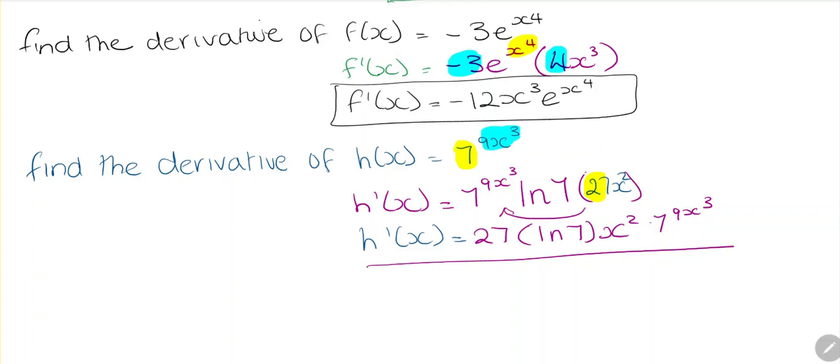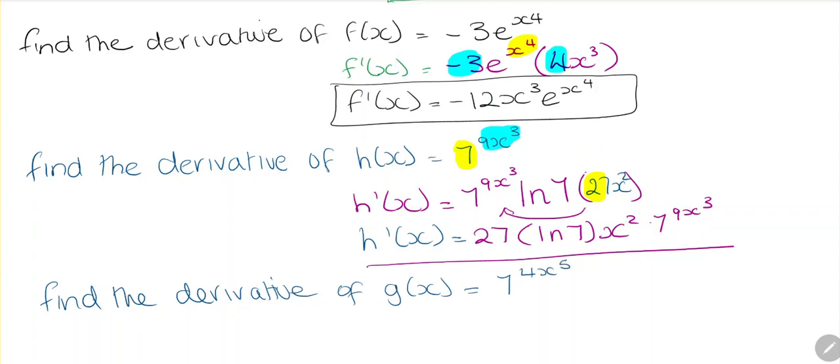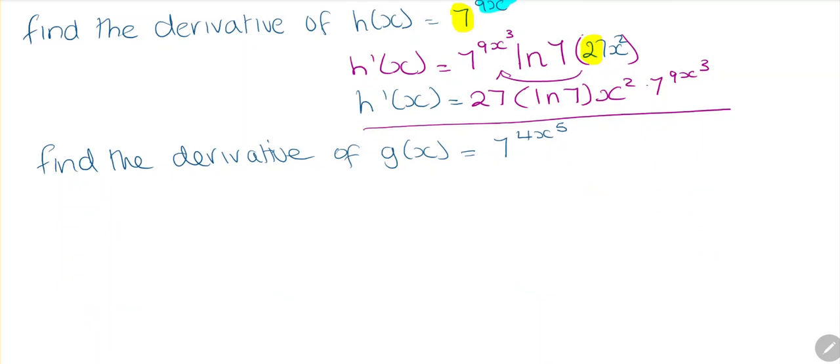Okay, let's have a look at another one. You can try this one. Find the derivative of g of x is equal to 7 to the 4x to the 5. Okay, so what are we going to do? Taking the derivative, we're using a to the x ln a, and our a is 7. So we're going to write 7 to the 4x to the 5. We're going to multiply this by ln 7, and then we need to multiply it by our derivative. So this is going to be multiplied by 5 times 4, 20x to the 4.